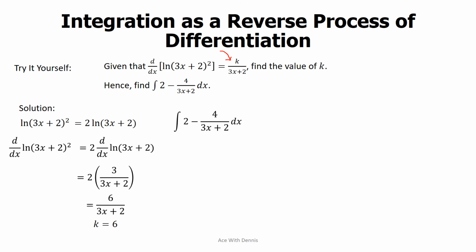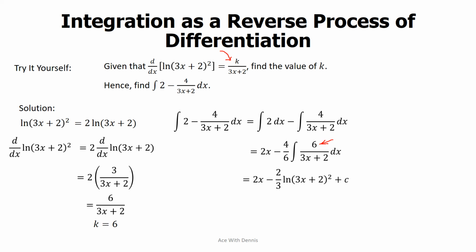Next, let's look at the integration. Integration of 2 minus 4 over 3x plus 2 dx. So we can integrate them separately, which we get integration of 2 dx minus integration of 4 over 3x plus 2 dx. So integration of 2 dx, we get 2x. Integration of 4 over 3x plus 2 dx, we can rewrite it becomes minus 4 over 6 times integration of 6 over 3x plus 2 dx.